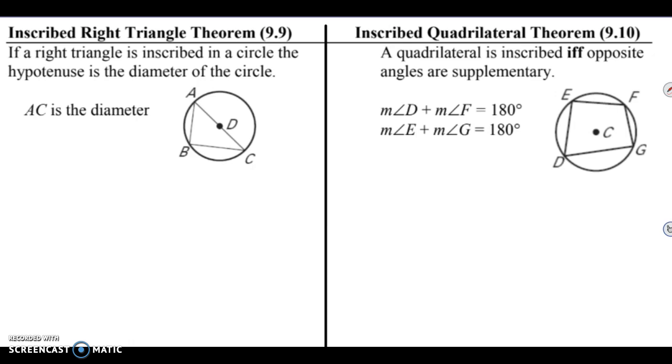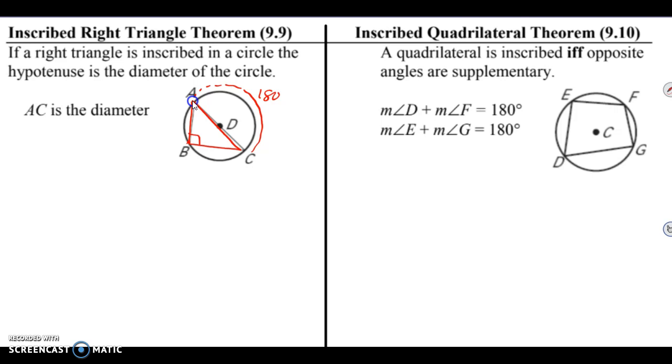The first one here, Inscribed Right Triangle Theorem. If a right triangle is inscribed in a circle, so inscribed in the circle means that the 3 vertices are on the circle. There's our right angle. Angle B, because it's on the circle, it's an inscribed angle. The intercepted arc is this semicircle. That's 180 degrees, so the intercepted arc is 180, the angle is half. That's why the hypotenuse is going to be the diameter of the circle.